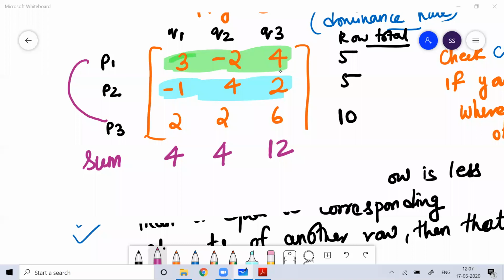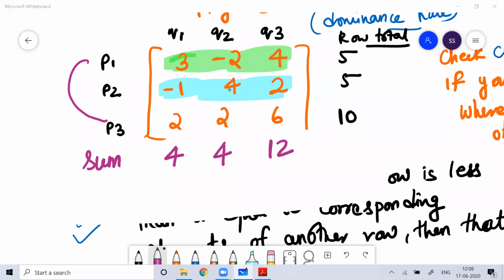So you can see, I can think column 3 is dominating. If you see column 3, 4 is more than -2, okay, but 2 is not more than 4. This is not working. So column 2 and column 3 is not working. Okay, let's see column 3 and column 1. So 4 is greater than 3, 2 is greater than -1, and 6 is greater than 2.